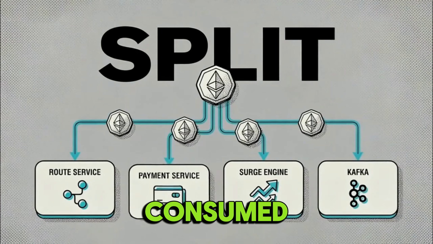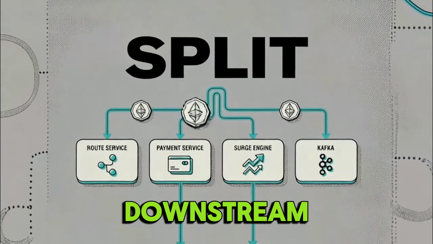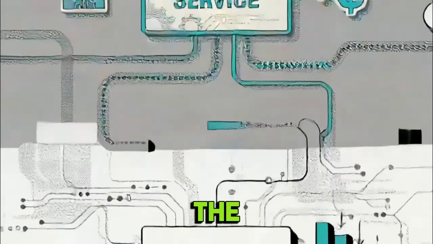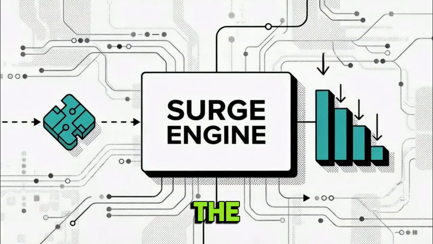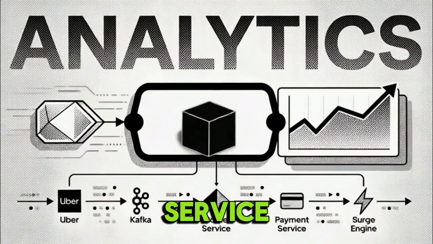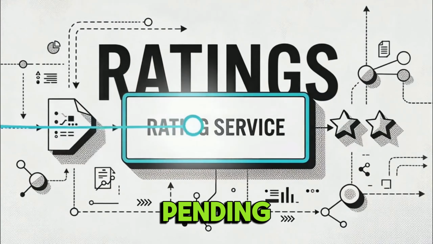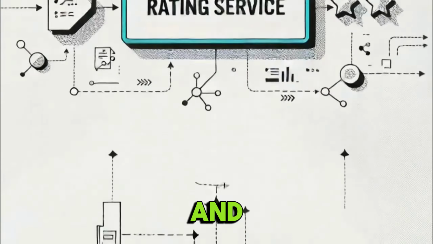That single event is consumed by at least 4 downstream services simultaneously. The payment service charges the rider's card. The search engine decrements demand in the zone. The driver analytics service updates the driver's earnings history. The rating service creates pending rating requests for both the rider and the driver.